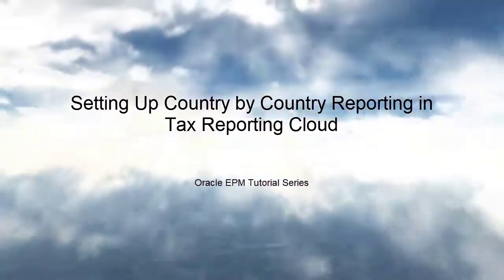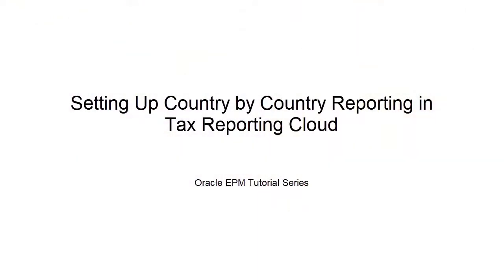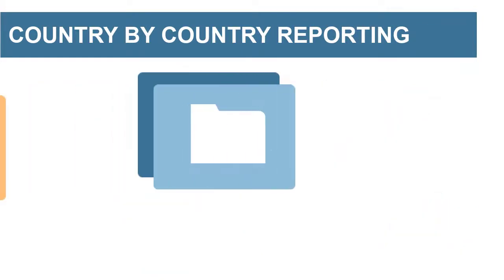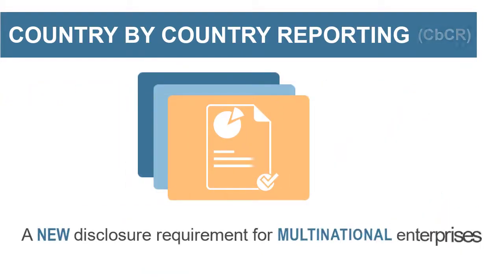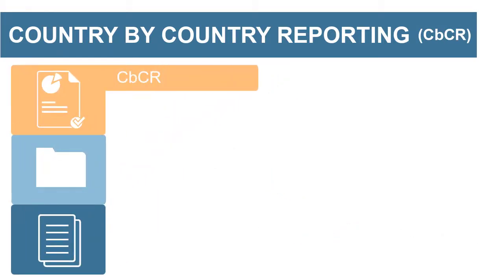Welcome to this step-by-step tutorial on how to set up country-by-country reporting in Tax Reporting Cloud. Country-by-country reporting, or CbCR, is a new disclosure requirement for large multinational enterprises. It's a three-tier requirement calling for a CbCR template, master file, and local files.